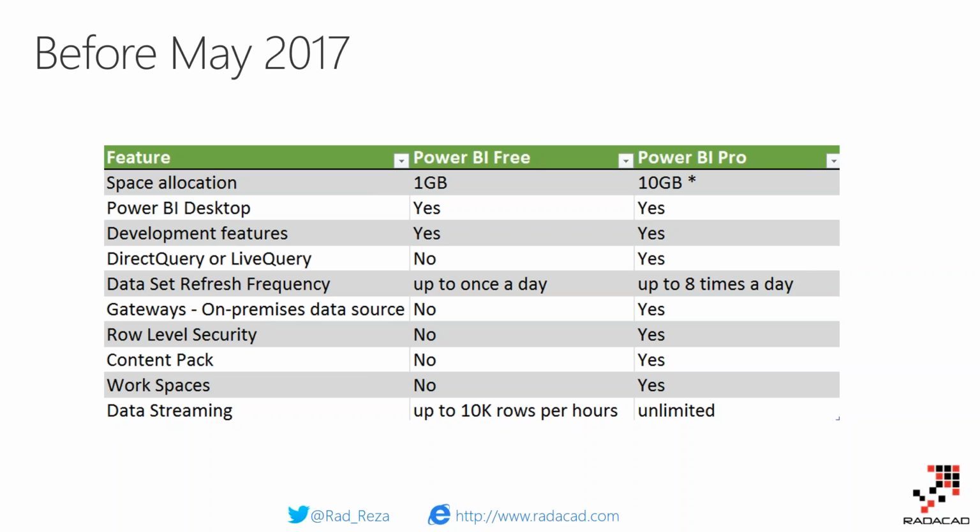If you wanted to use data streaming, you had option to do data streaming up to 10,000 rows per hour with Free. More than that was Pro. So as you can see, for most of these things, you needed a Pro Power BI Pro account to work with.